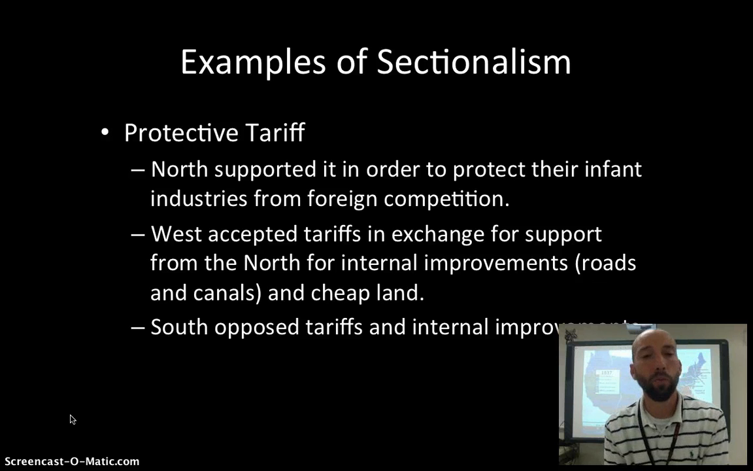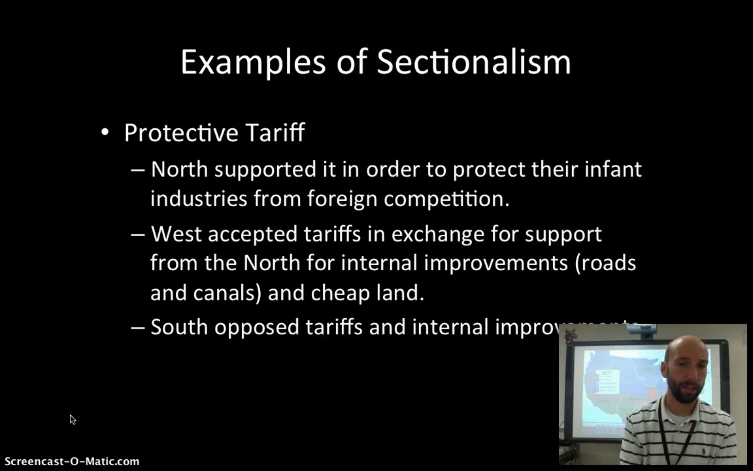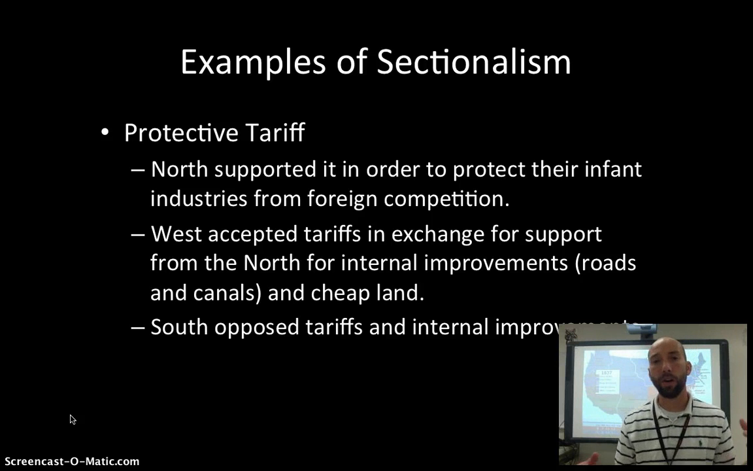The protective tariff. We've talked about this quite a bit in this class at this point. The North tend to support the protective tariff because it's going to help their industries. Remember, their industries are all fairly young. They need that help to be able to compete with the foreign competition, like that's in England and France. Because those industries in England and France have been there for a while, they're able to produce goods a little more cheaply. So they need that advantage of the tariff. Our factories need that advantage of the tariff in order to compete with those places.